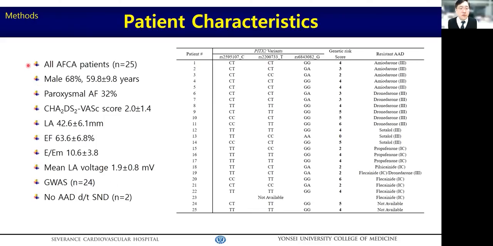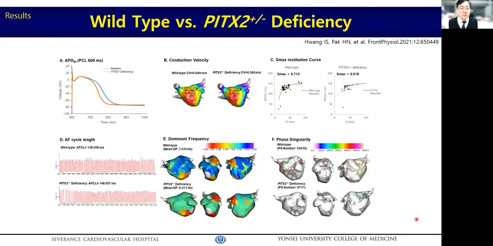And this is the patient characteristics. We included 25 patient data, and 32% were in paroxysmal AF status, and 23 of them were antiarrhythmic drug resistant atrial fibrillation, and 2 of them we did not use antiarrhythmic drug clinically because of the underlying sinus node dysfunction. And GWAS study was done in 24 patients.